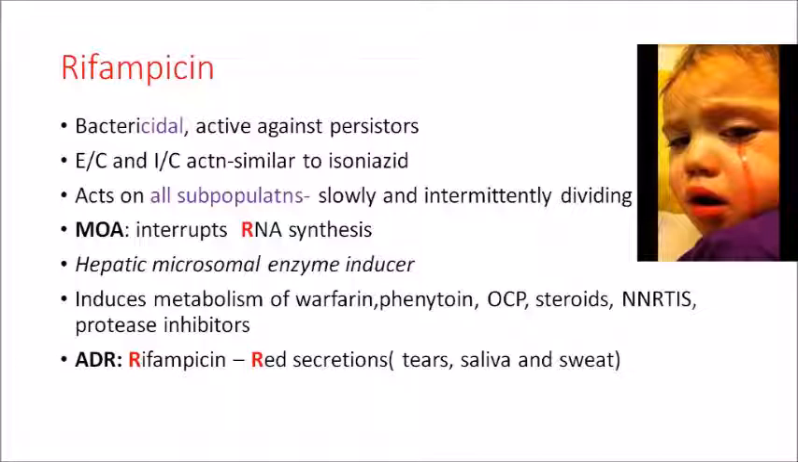Even though rifampicin has many CNS as well as hepatic side effects, the interesting side effect is rifampicin stains the secretions orange red. The tears, the saliva, the sweat, everything will be orange red in color. So we should inform the patient about this, lest the patient is going to get scared. So rifampicin, red urine, saliva and tears.